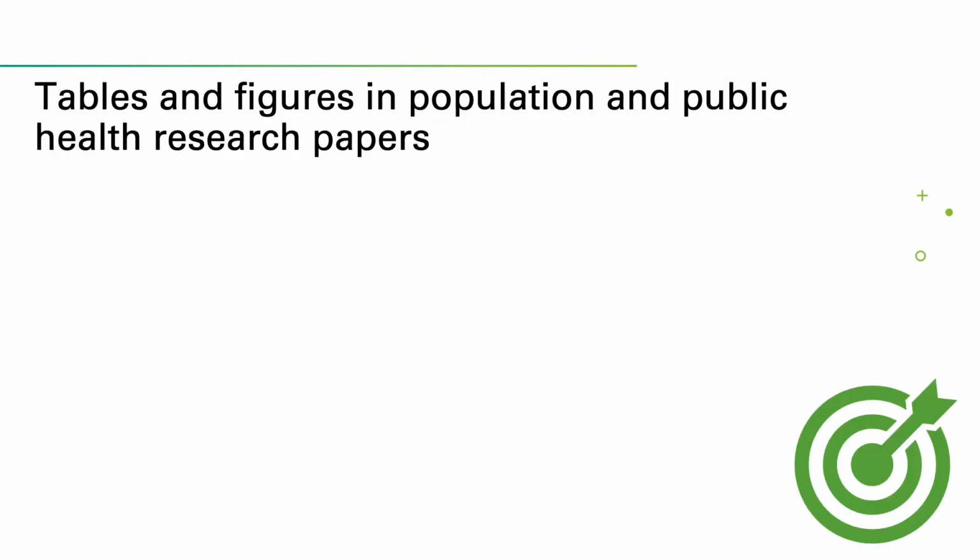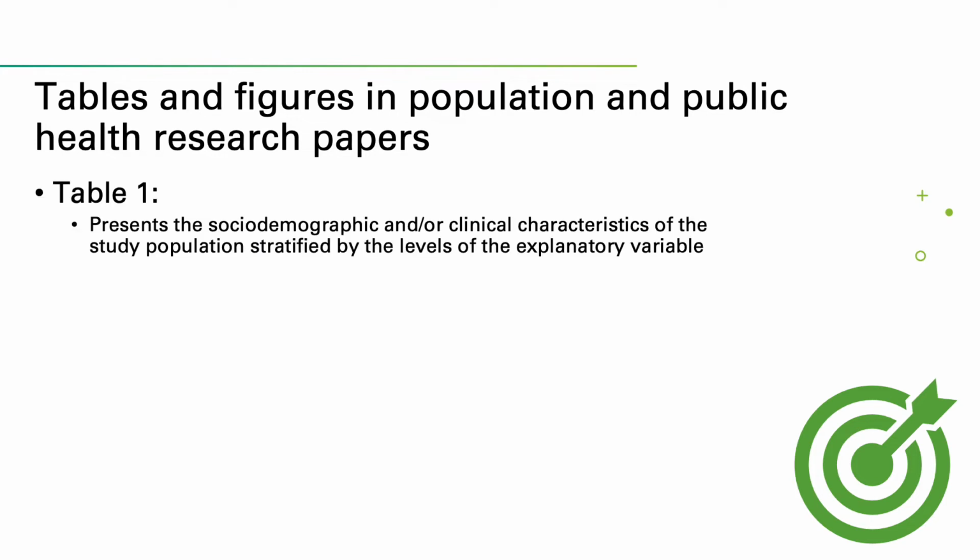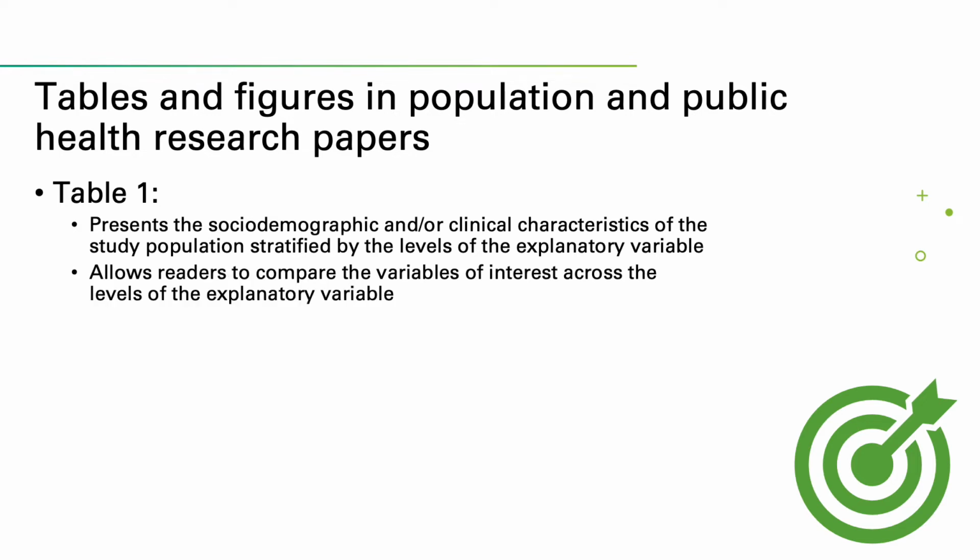In research articles in epidemiology or in population and public health, generally, Table 1 presents the sociodemographic and/or clinical characteristics of the study population, stratified by the levels of the explanatory variable. For research papers based on large survey datasets, Table 1 includes descriptive statistics such as counts, proportions, as well as means and standard deviations. So Table 1 allows readers to compare the variables of interest across the levels of the explanatory or exposure variable and can help readers to gain a better understanding of the research question.